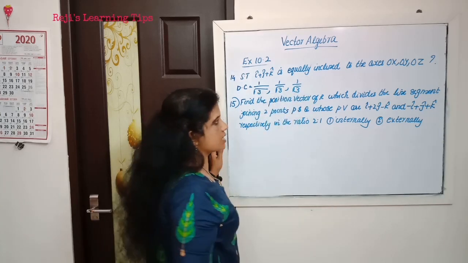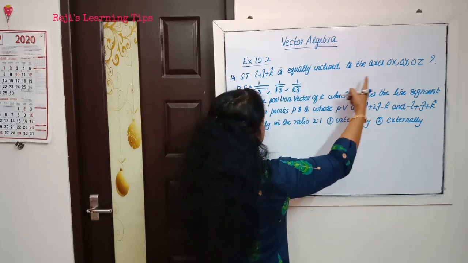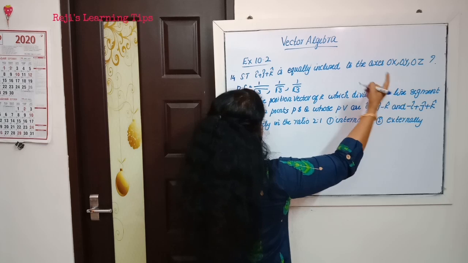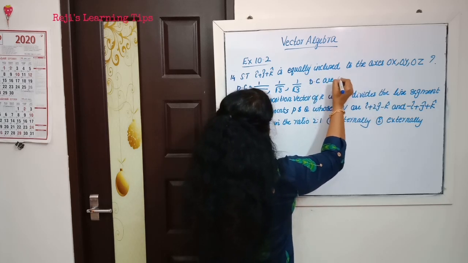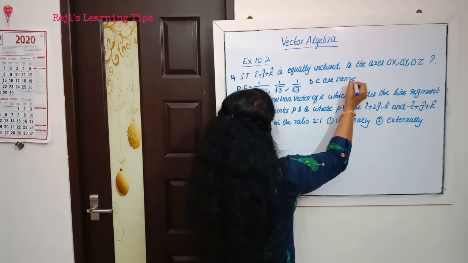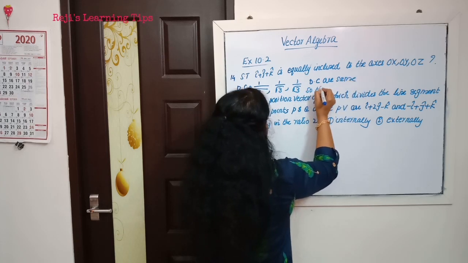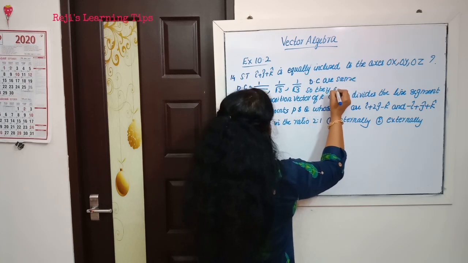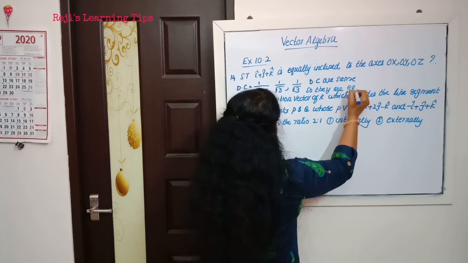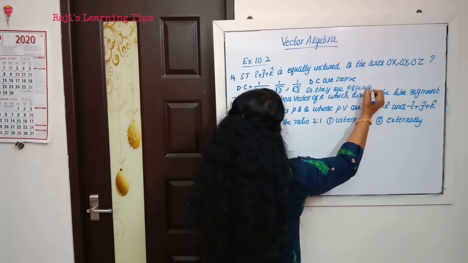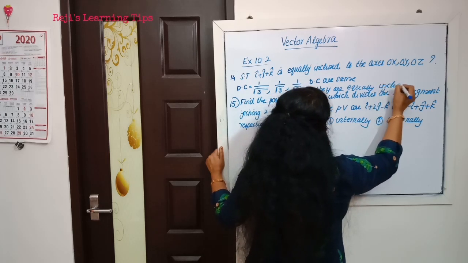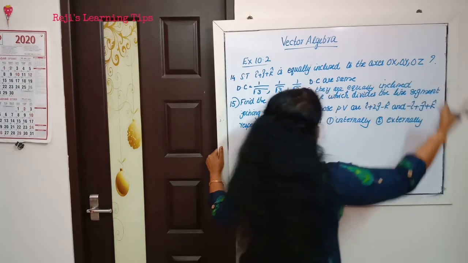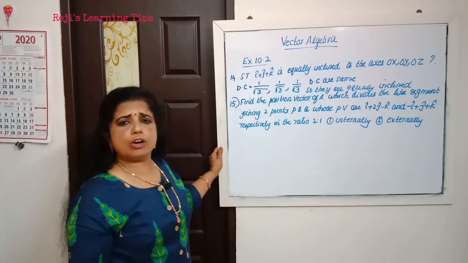Here the direction cosines are the same, so they are equally inclined to the axes OX, OY and OZ. Since the direction cosines are the same, they are equally inclined to the axes OX, OY and OZ.